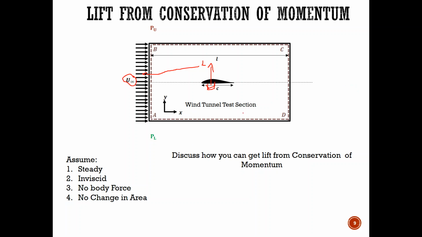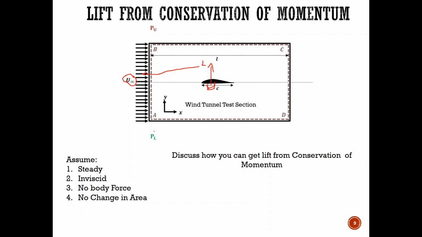So in the event that you don't have a force sensor, but you need to determine lift, there is a way by which you can determine lift using the pressures on the test section walls. And for that, we need to rely on equations of fluid motion to get an expression for lift.